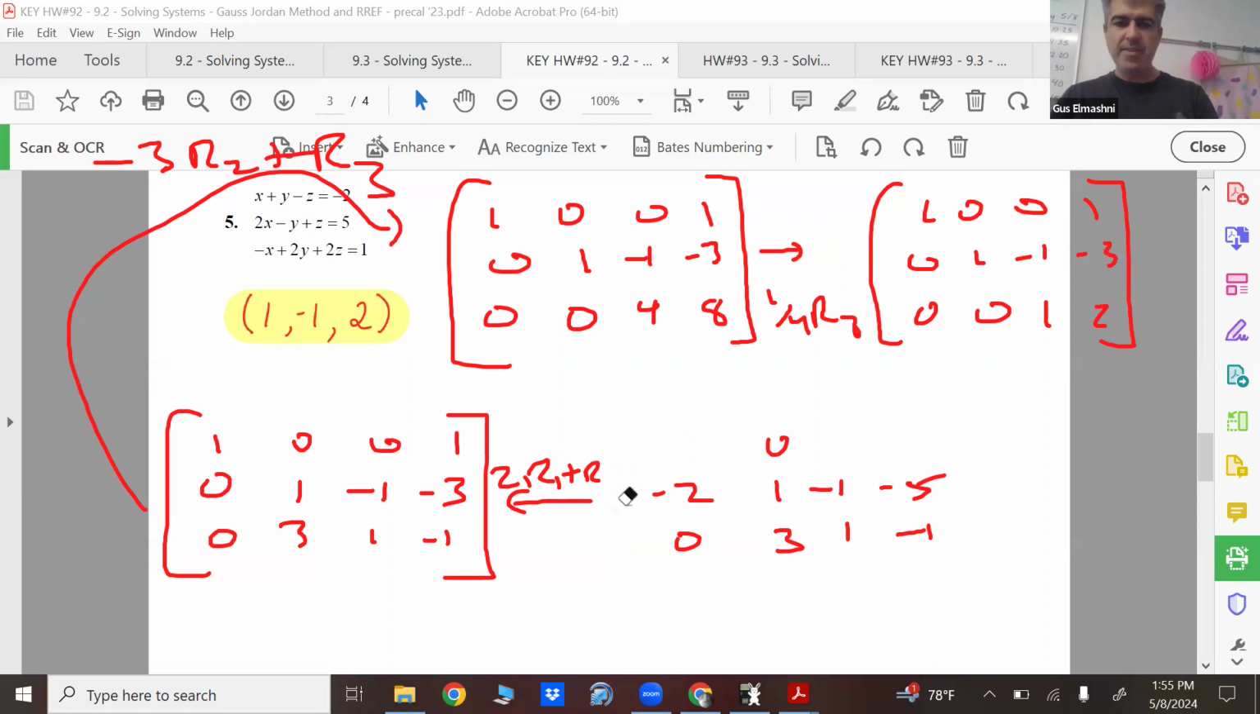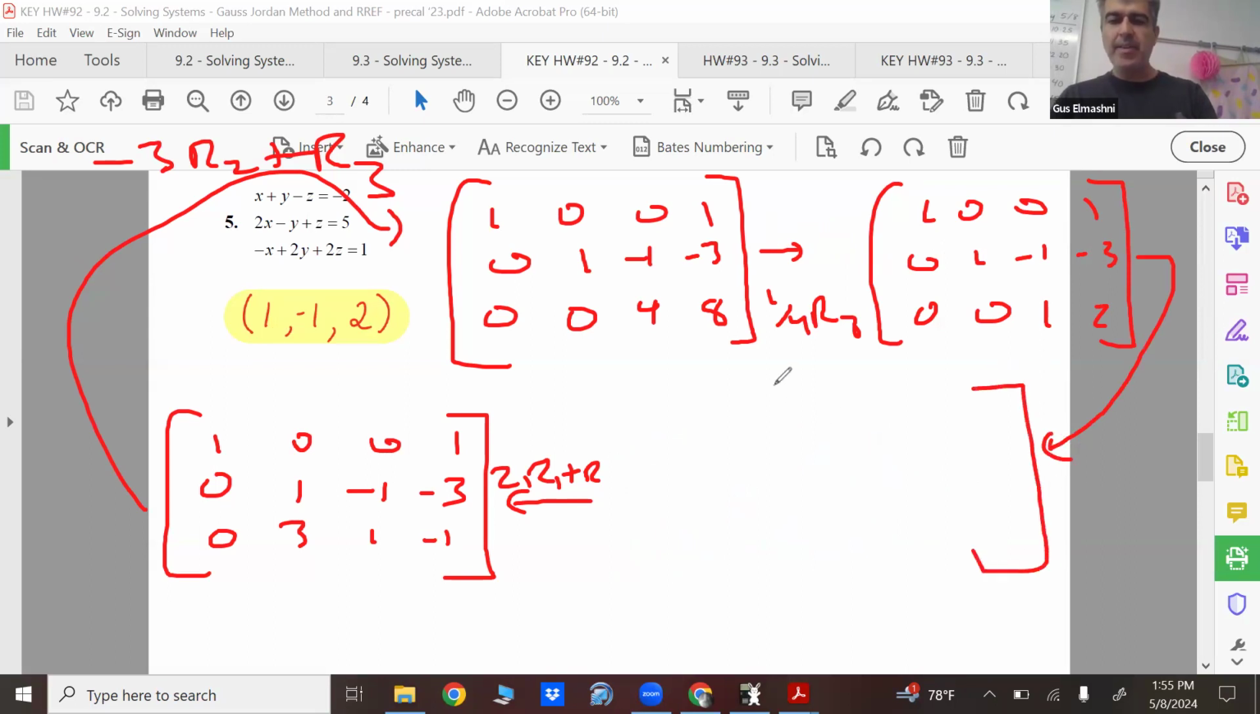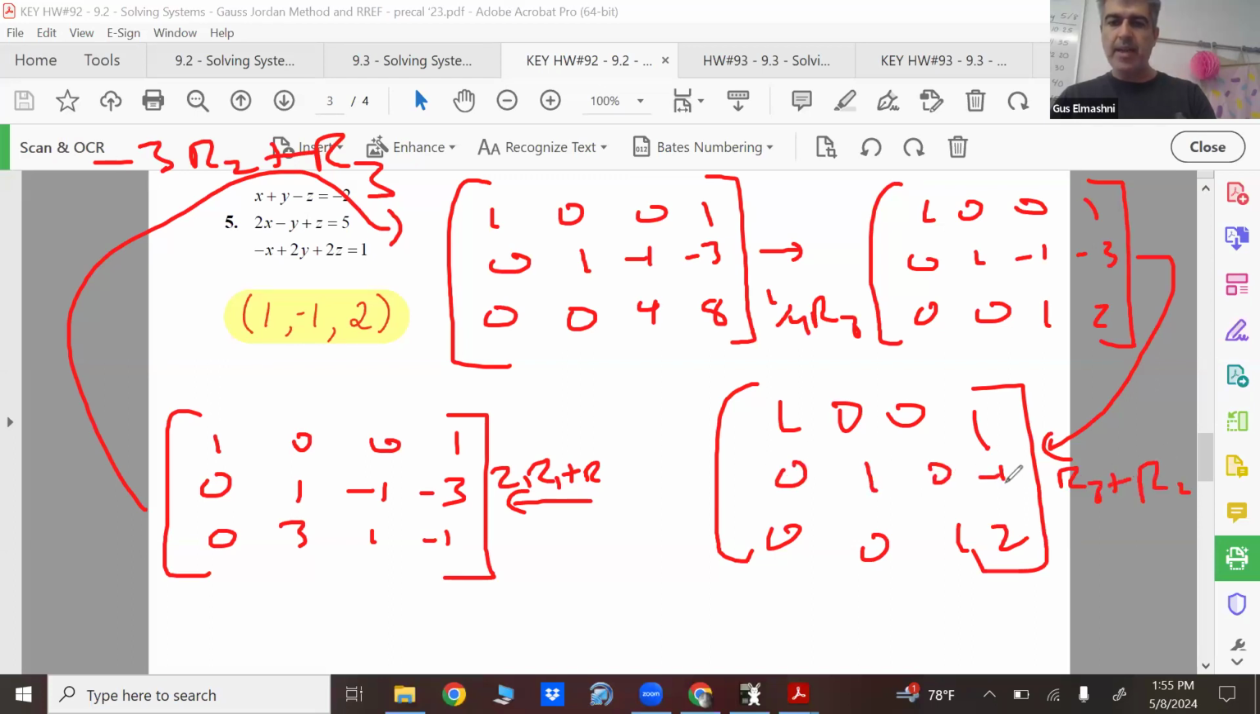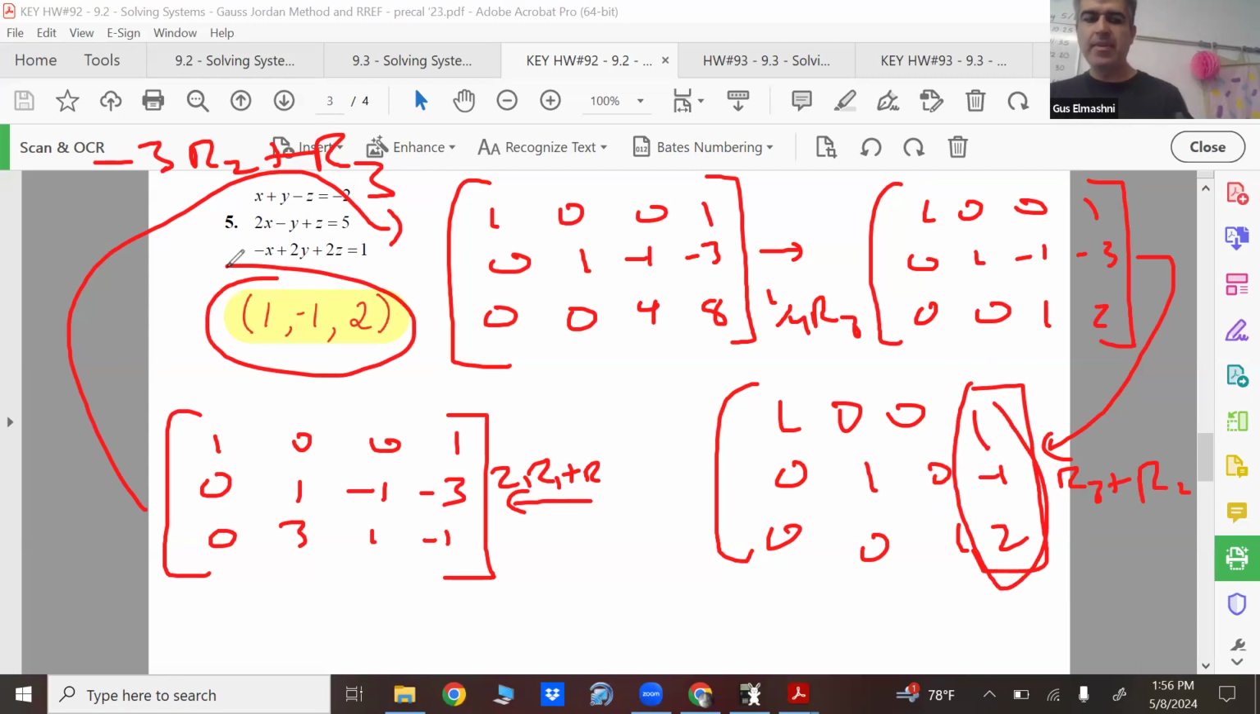I'm going to do this. I'm simply going to add. Yeah, because I was trying to do too much at one time. I've got to change a row, then apply it to the next one. I was trying to change too much at one time. So 0, 0, 1, 2. Now I'm going to do R3 plus R2, which is 0, 1, 0, negative 1. Boom, there we go. 1, and 2, which works.